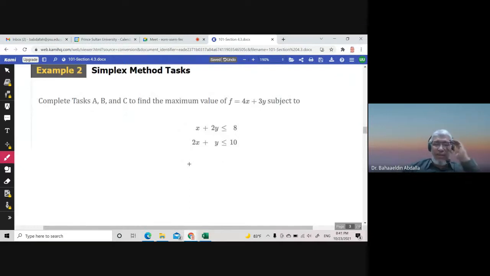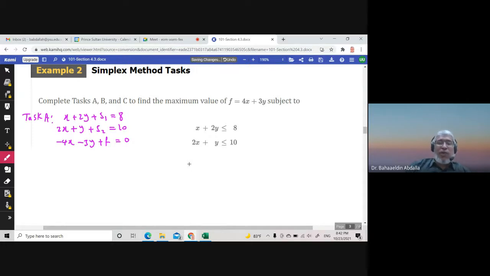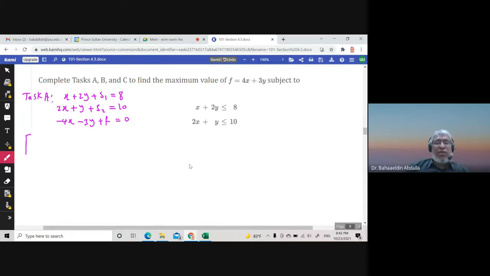Let us solve an example. Let us start with task A. In task A, we introduce slack variables. And we write the objective function like this, keeping the right hand side 0. And then we set the initial matrix, the initial simplex matrix.